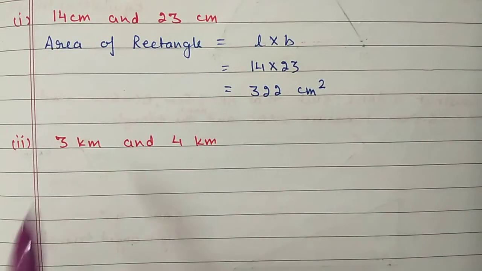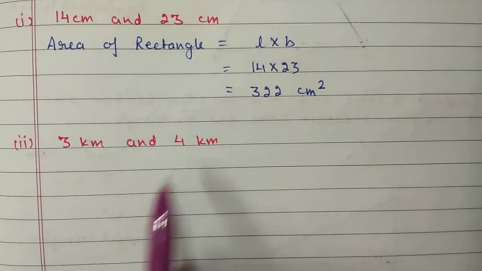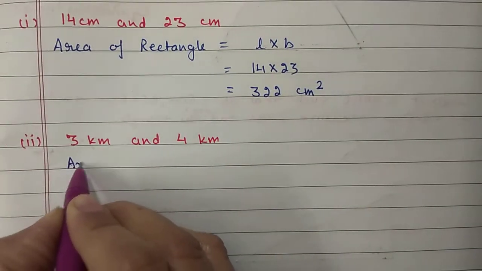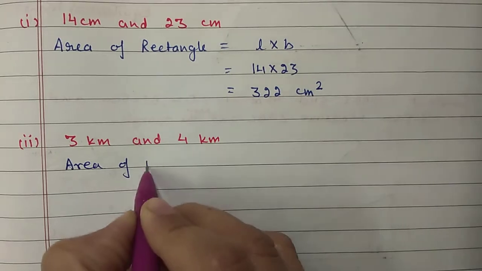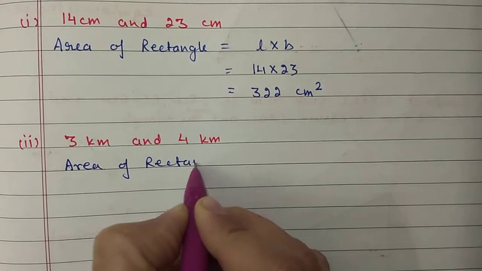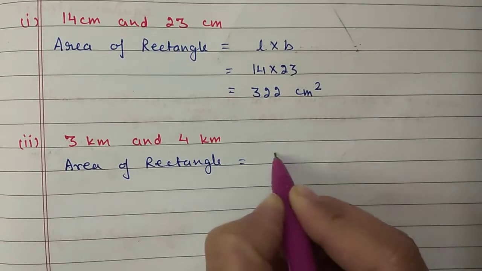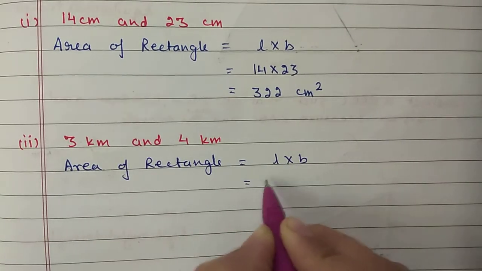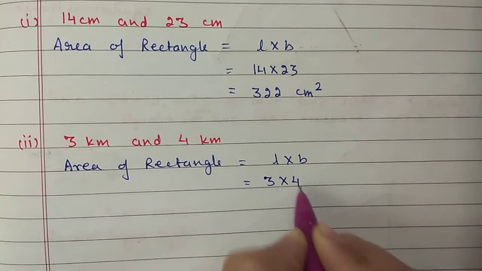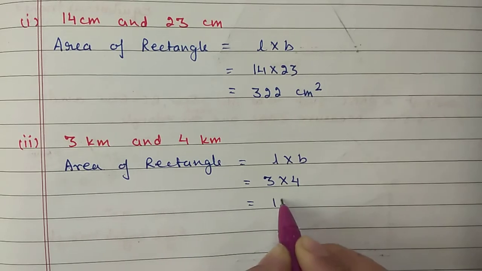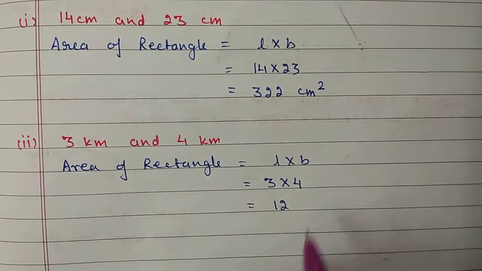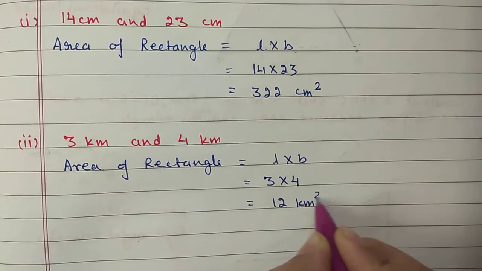Second part, when adjacent sides are 3 kilometer and 4 kilometer, the area of the rectangle will be length into breadth. Any one side you can take as length and another side you can take as breadth. So 3 into 4, 12, and the unit here is kilometer. It will become kilometer square.